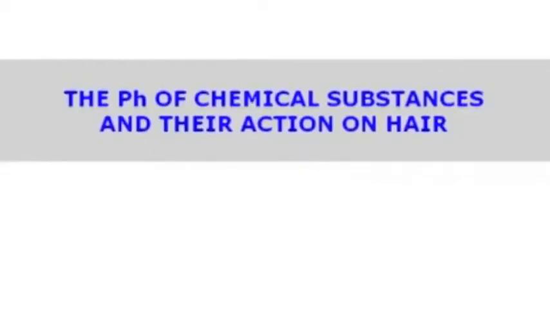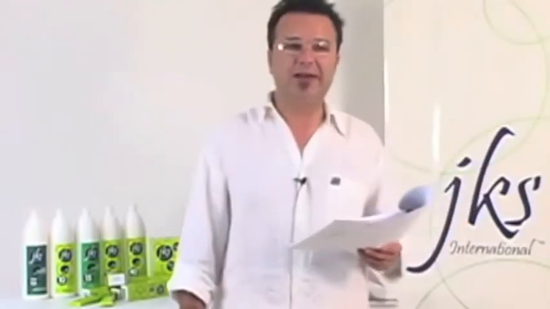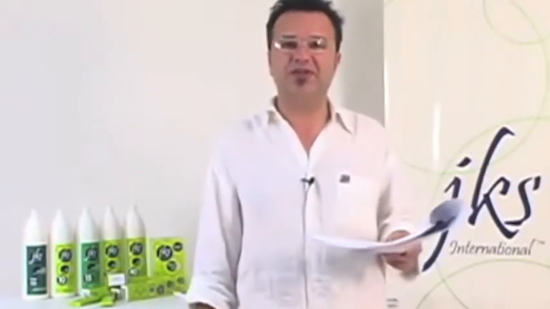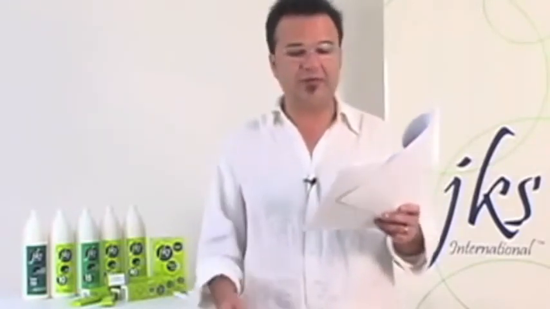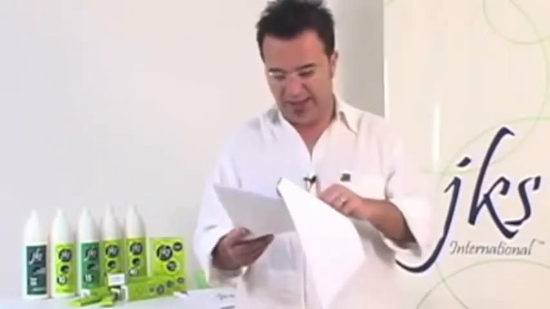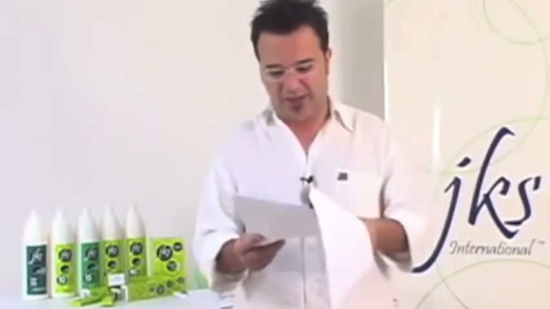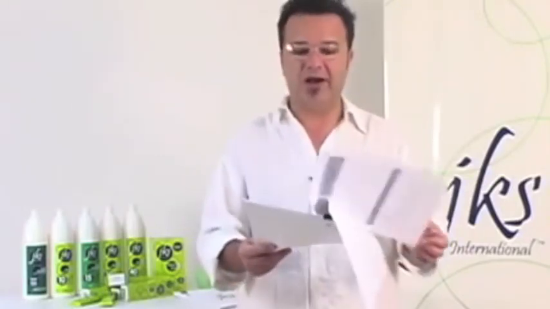The pH of chemical substances and their action on the hair. As I mentioned at the beginning of this DVD, I wanted to share with you where peroxide and ammonia and bleach and tint and color and all the chemicals that we use to create those artistic finishes fall on a pH scale, and whether they are acids or alkali and so forth. So I would recommend that you go through and read them. And also on the bottom of that page, very briefly, I'm talking about permanent color oxidation and how coloring has been done.